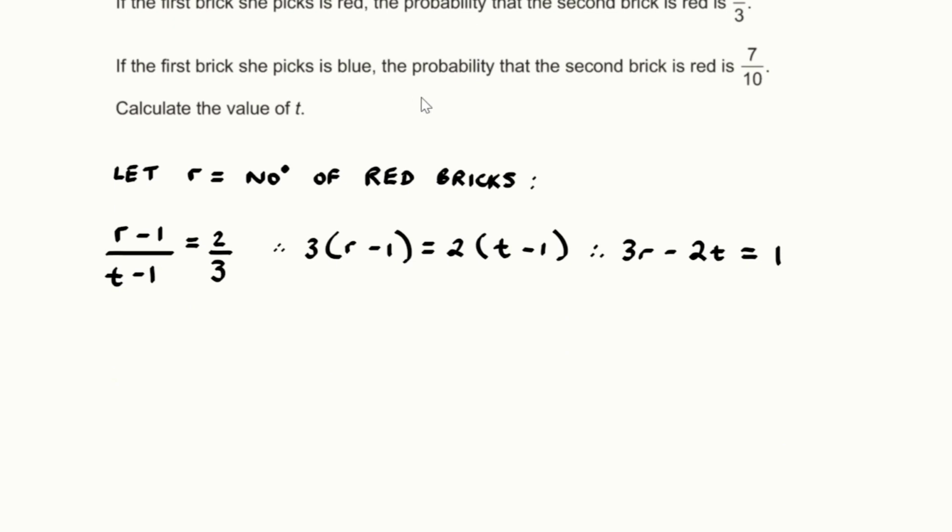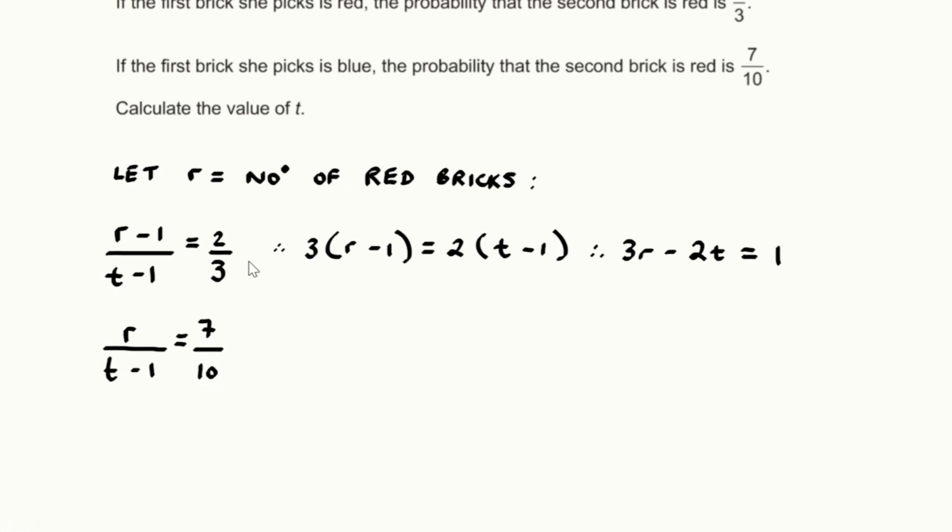And I can also see that if my first pick is blue, then the probability that my second brick is red is 7 out of 10. So similar to before, I've got t minus 1, and then r on the top. So this is the probability that the second brick is red. And this is equal to 7 over 10.